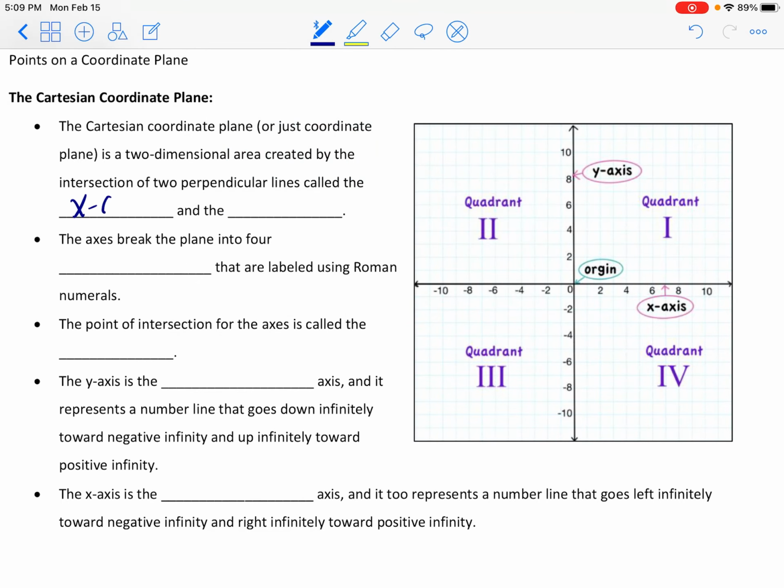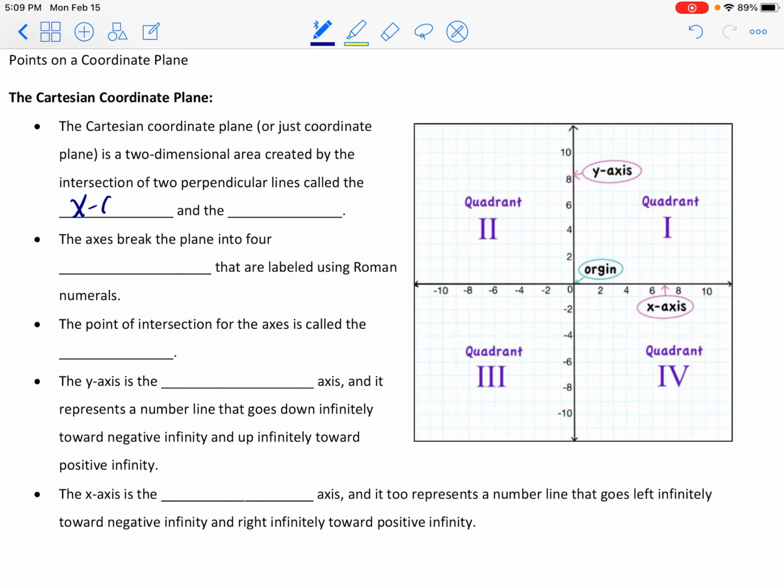The axes themselves break the plane into four regions, which we call quadrants. We label those using Roman numerals. So we have quadrant 1, quadrant 2, quadrant 3, and quadrant 4. We start in the top right, and then we work our way counterclockwise as we label, okay? So that's 1, 2, 3, and 4.